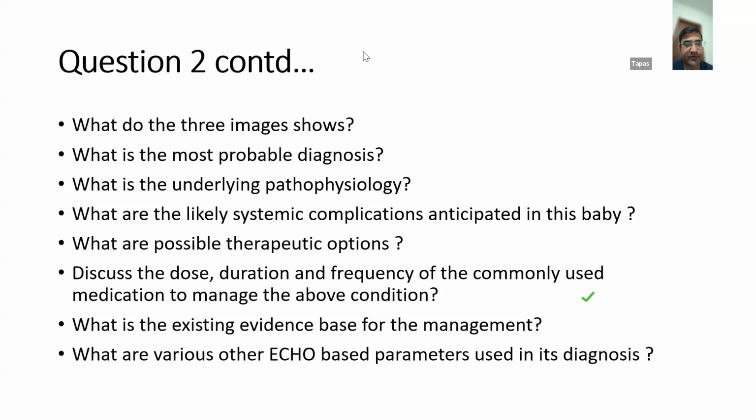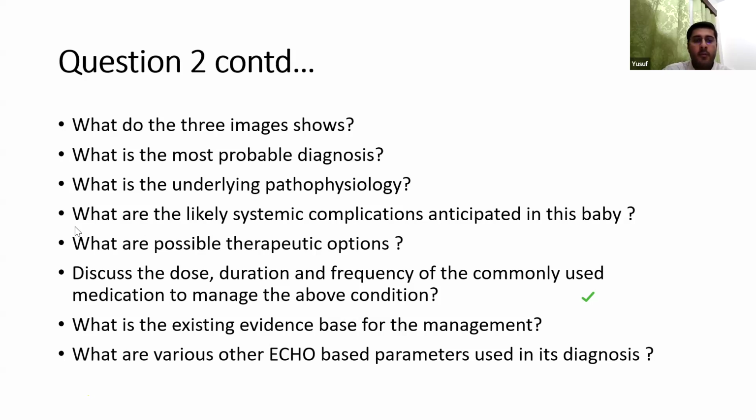So there is a direction of flow from left to right. Yes, left to right shunting. So there will be ductal steal in the systemic circulation, and there will be pulmonary overflow. Yes, correct. Dr. Gaurav Gautam has given the correct answer. So it is basically pulmonary overcirculation and systemic ductal steal.